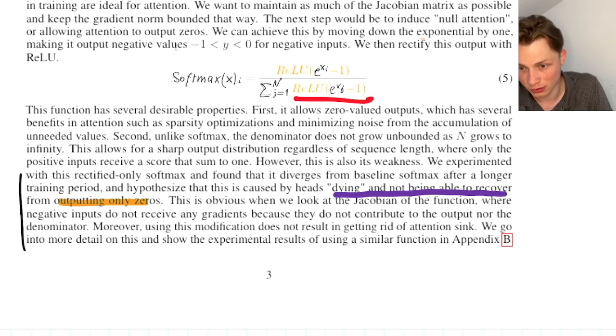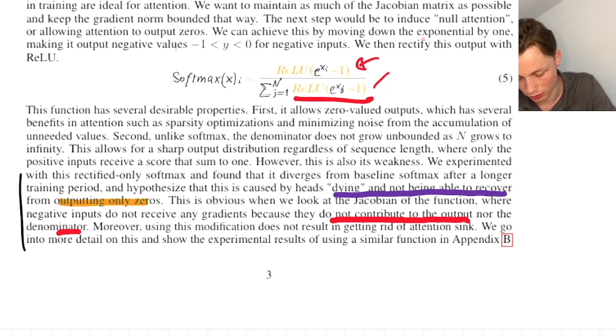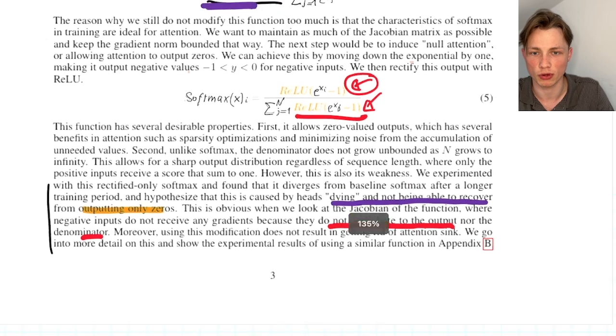So this is the next thing, and this is obvious when we look at the Jacobian of the function. If we look at the derivative of our function, then if we have negative inputs, we do not receive any gradients, because they do not contribute to the output nor the denominator. Okay, so if we have for one xi a negative value, it doesn't have an impact on the denominator and numerator, and so we have a lot of gradients that are 0, and this is a problem for our training.